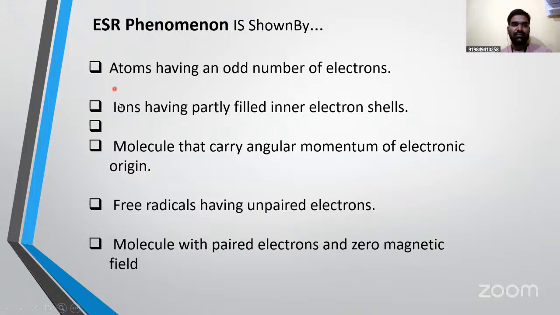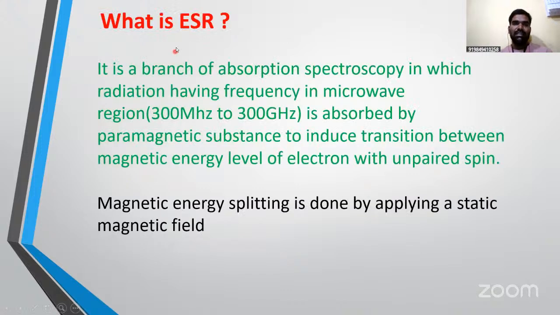What is ESR actually? It is a branch of absorption spectroscopy. Just now we have seen NMR spectroscopy, which is also an absorption spectroscopy, isn't it? So ESR spectroscopy is also an absorption spectroscopy in which radiation having frequency in the microwave region, 300 megahertz to 300 gigahertz, is absorbed by a paramagnetic substance.